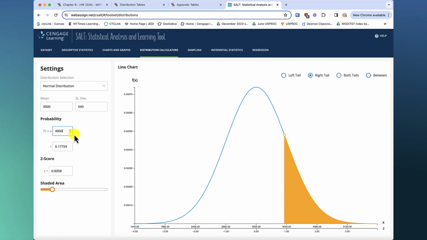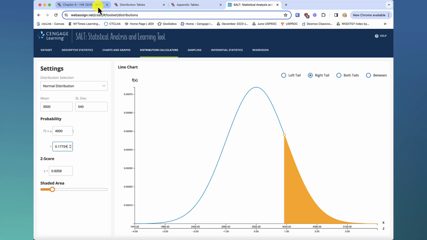Type it in, push enter. And what happens is the graph's shaded area changes, the cutoff changes, and then the probability down over here in this bottom box also changes. So this yellow shaded region is the area 0.17724, so about 18%.